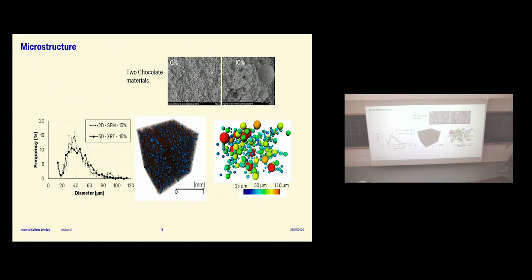Okay, so what is chocolate? We've got the 0% here and the 10%. First of all, I'll talk about the aeration. I hope you can see these bubbles here. There's 10% by volume here, and there's no such bubbles in here. I don't know if you can see them, but there's also particles here. And the pores and the particles are around the same length scale.